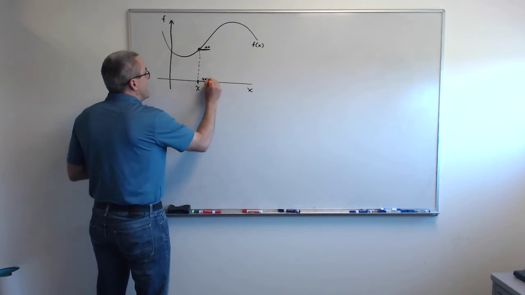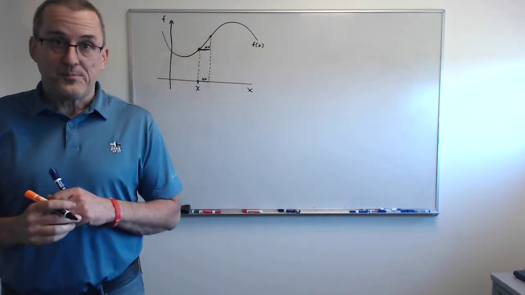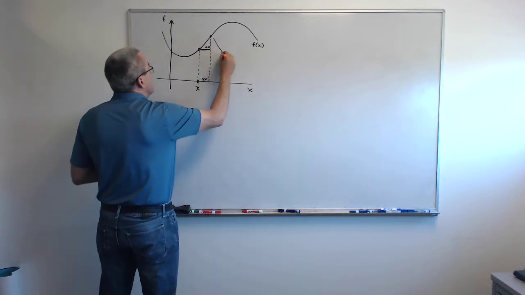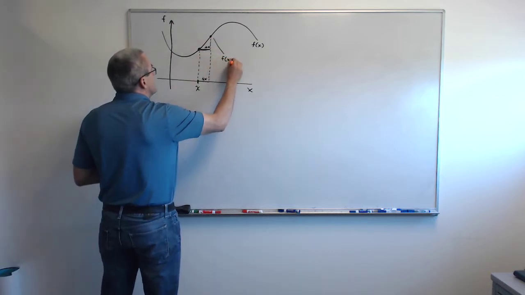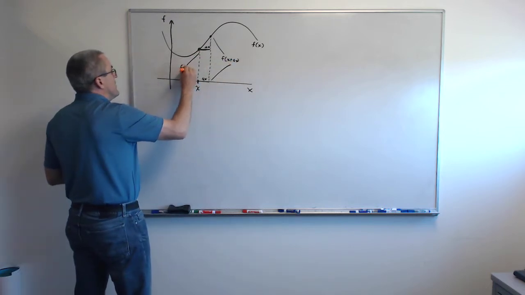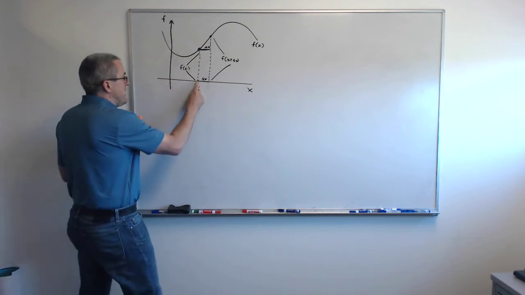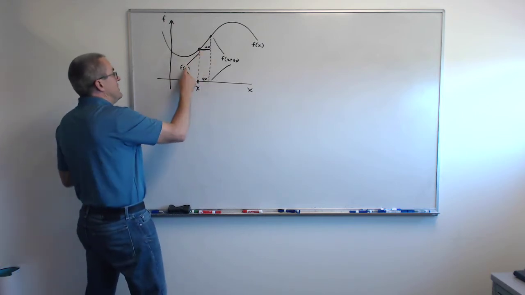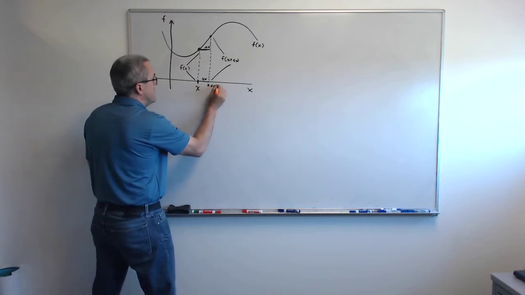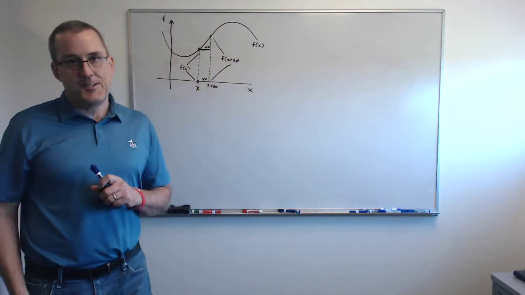And at that new input value, we're going to find a new output value. And that new output value, this distance right here, would be called f of x plus delta x, where this input value here, output value here would have just been f of x. So for some x input, there's an output of f of x. For some x plus delta x input, there's an output of f of x plus delta x.